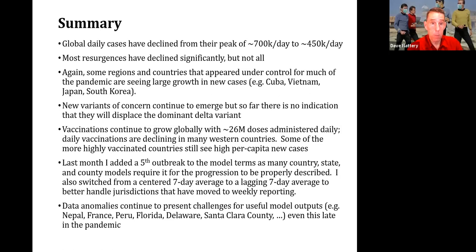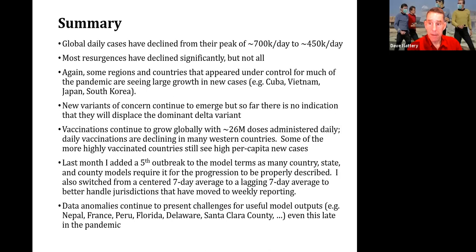Vaccinations continue to grow globally. And even though we're not seeing it in the US, globally we're seeing new doses administered continue to go up. It's up to 26 million doses a day, which is really remarkable to me. A lot of the Western countries are pretty well vaccinated, and so daily vaccinations are declining. And some of the more highly vaccinated countries still see high per capita cases. And I'll update some of those things that I showed last month in terms of who's seeing the most new cases per capita and the most new deaths, and how does that relate to their degree of vaccination.